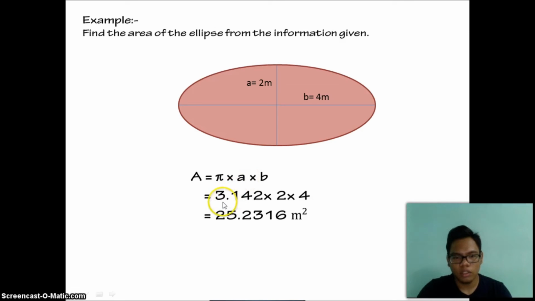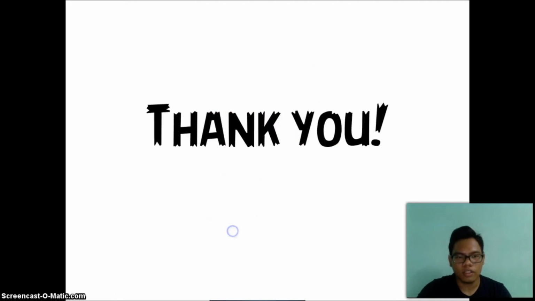Substituted: 3.142 times 2 times 4. Press the calculator and you'll get 25.136 meters squared. Simple, isn't it? So that's all I think.